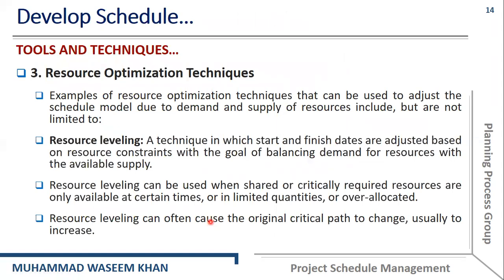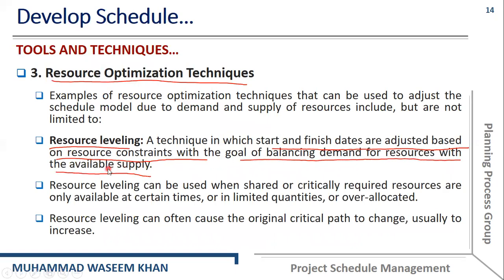Now, another tool or technique that we can use for developing the schedule is the resource optimization technique. So, examples of resource optimization techniques that can be used to adjust the schedule model to the demand and supply of resources include but are not limited to the following. The first one is resource leveling. It is a technique in which the start and finish dates are adjusted based on the resource constraints, with the goal of balancing demand for resources with the available supply.